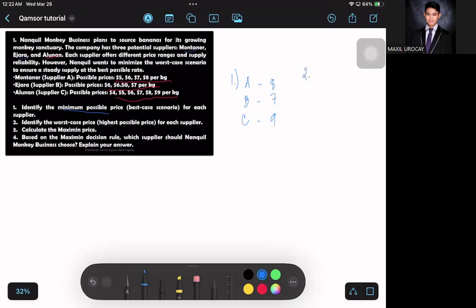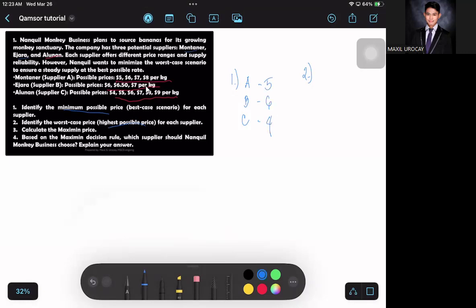And for number 2, it will be identifying the worst case or the highest possible price. I'm so sorry, since we wanted to check the best case scenario, the best case scenario must be the minimum payoff given. So the minimum for that one will be 5, then 6, and 4. So that will be the answer for that one.